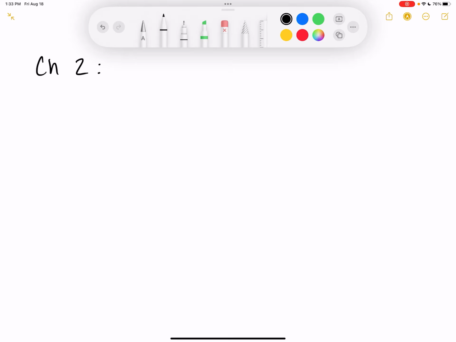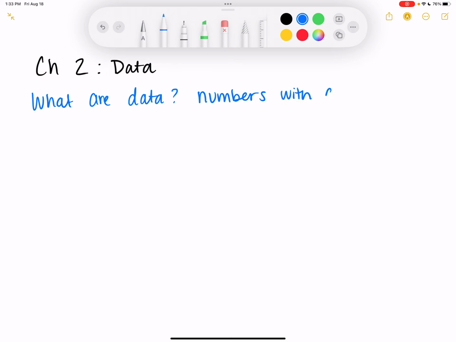All right, chapter 2, data. What are data? Numbers with context. So we're going to have two major ways to treat data.